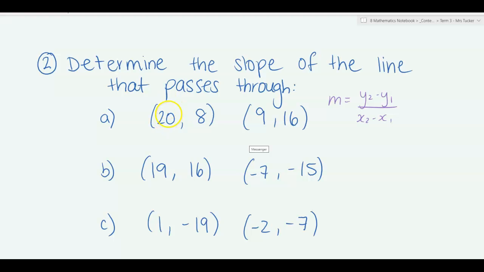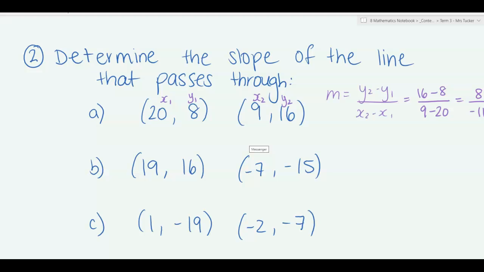Okay, so what do we want to make x1? Is y2 a y coordinate? Okay, so what does 8 become? y1. You have to pair them up. What is 9? Well done. What's 16? y2. So it becomes 16 minus 8 over 9 minus 20, which equals 8 over negative 11. All right, you do the next two.